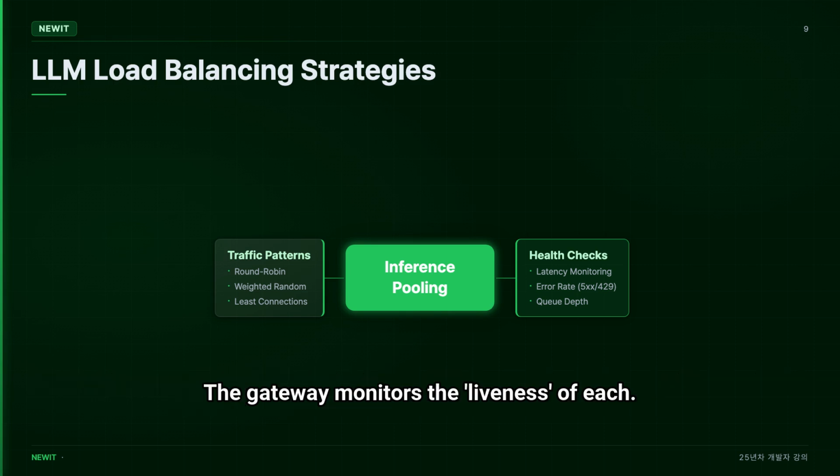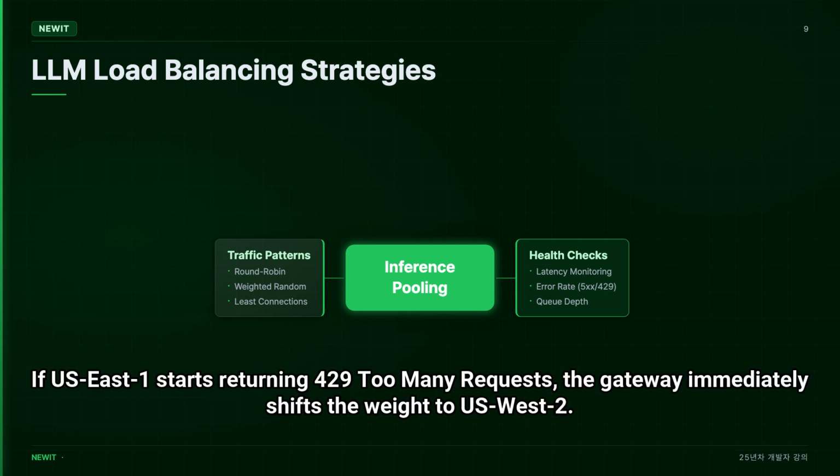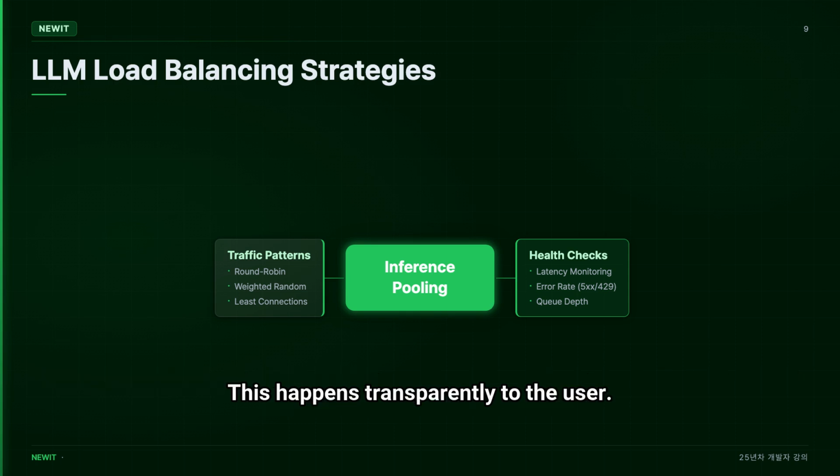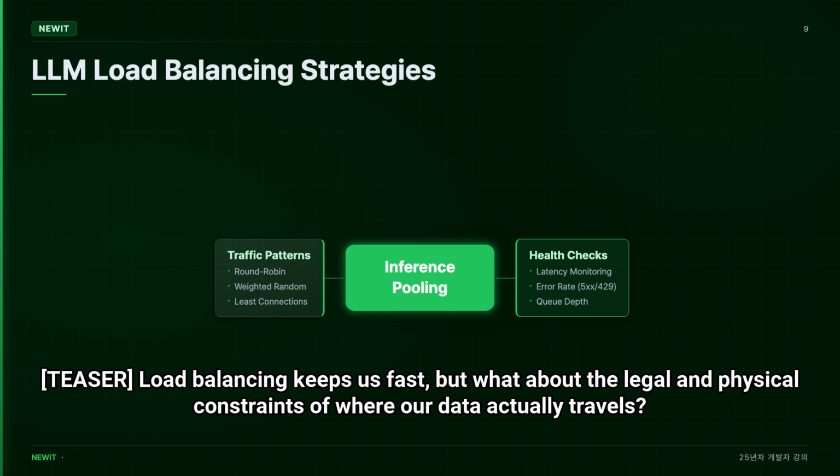The gateway monitors the liveness of each. If US East 1 starts returning 429 too many requests, the gateway immediately shifts the weight to US West 2. This happens transparently to the user. Load balancing keeps us fast, but what about the legal and physical constraints of where our data actually travels?